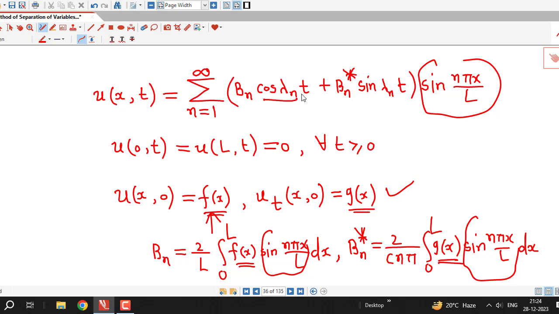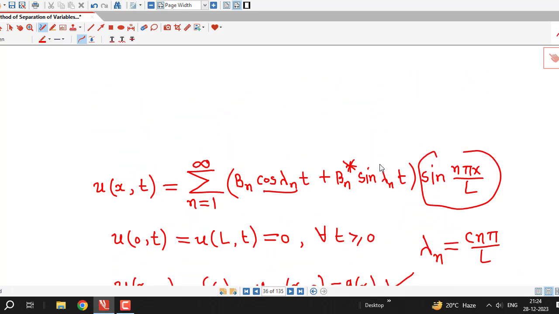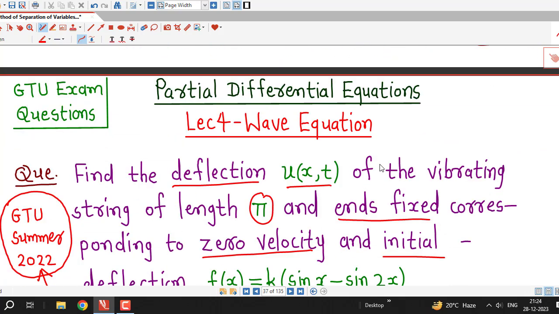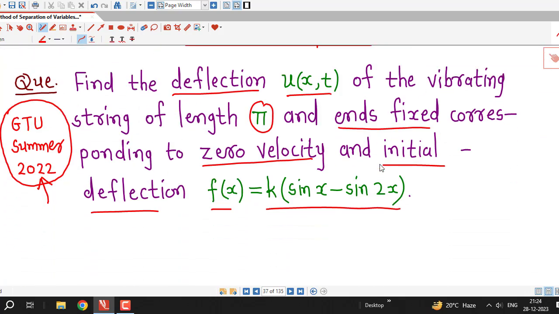Here we are writing cos lambda n t, sin lambda n t, where lambda n are eigenvalues given by c n pi divided by L. So we should keep in mind all these things, and using this we are able to decide the deflection of vibrating string of given length and with given boundary and initial conditions.